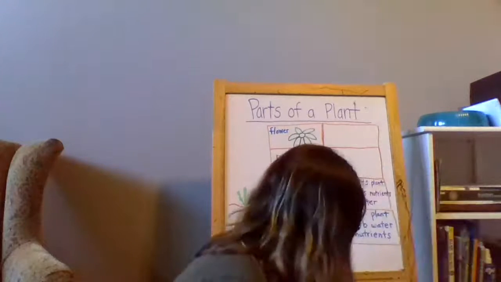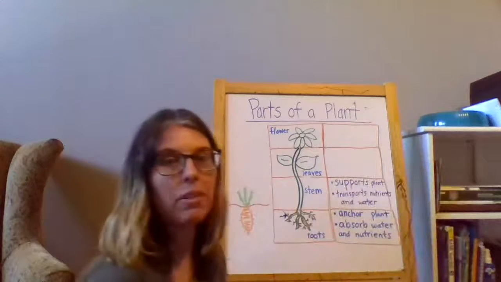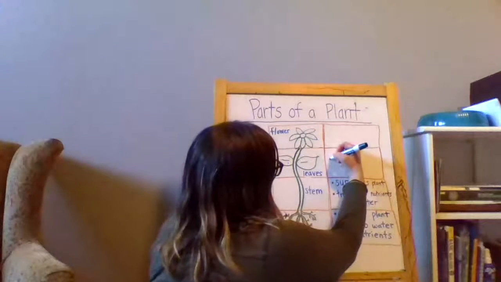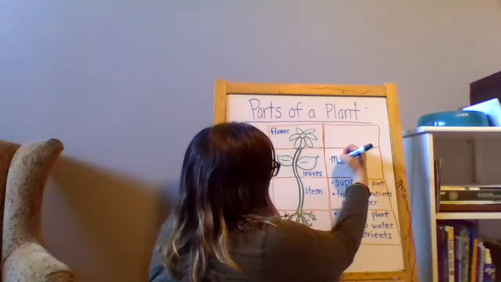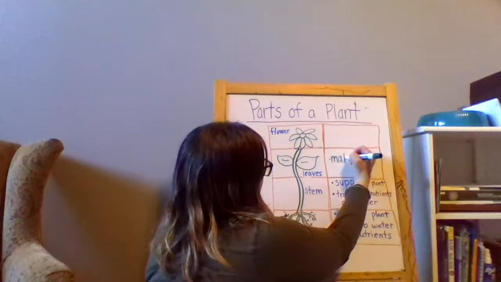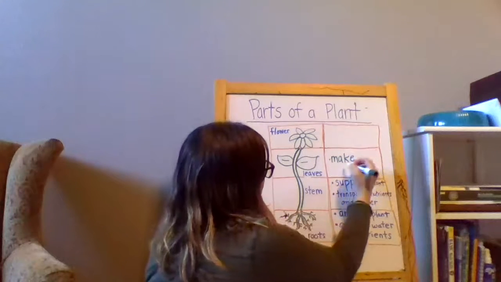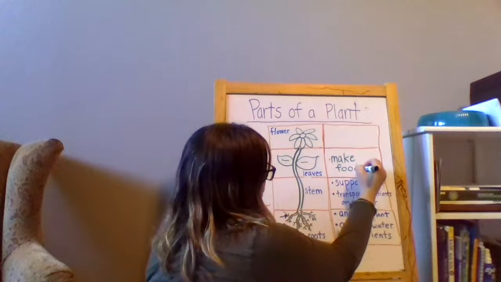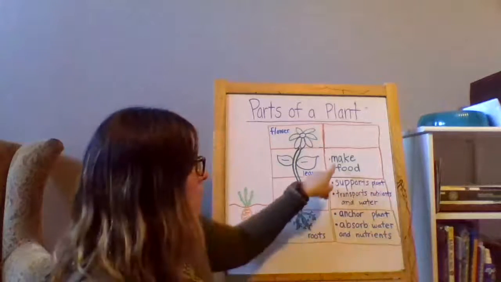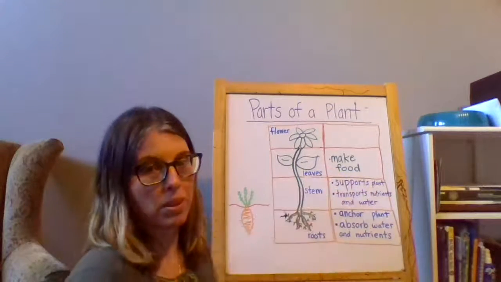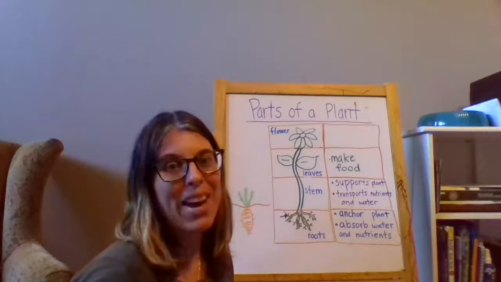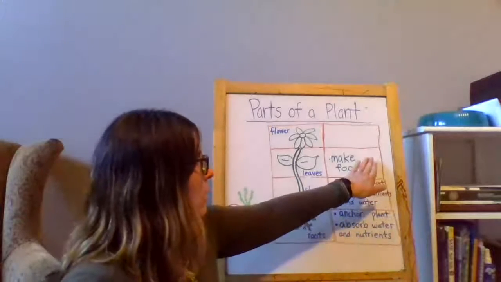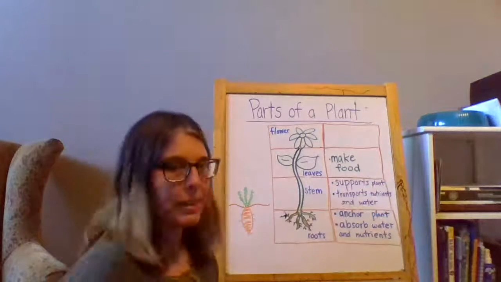So let's write there that the leaves, we'll just write that they make food. So we'll write make food. Okay. The leaves make food. Okay, so I'll put a picture of that in the newsletter so that you'll be able to see that if you want to copy it. But you're going to write those words in the flap, make food, because that's what the leaves do.